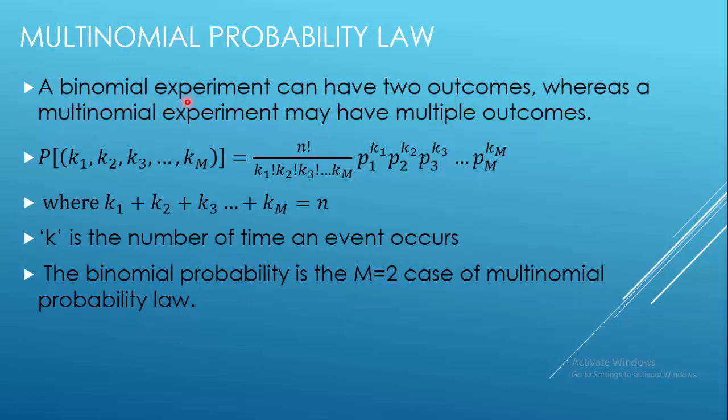A binomial experiment can have 2 outcomes, whereas a multinomial experiment may have multiple outcomes. Now we are talking about multinomial probability law, and the formula for multinomial probability is a little bit different. Here we have n factorial divided by k1, k2, k3 up to km factorial, multiplied by the probabilities raised to the power k1, k2, k3, where k is the number of times an event occurs. The binomial probability is the special case of multinomial probability, where m is equal to 2.